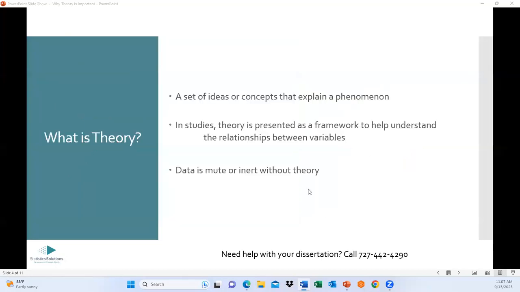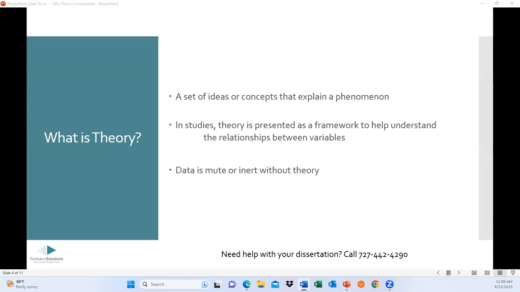But first, we have to take a step back and think about what is theory, right? Because we talk about theory a lot, theoretical frameworks, but what is a theory? What do theories do? What are they? Basically, a theory is an idea or a set of ideas, usually, or concepts that explain a phenomenon, that helps researchers explain things. And that's what they do.